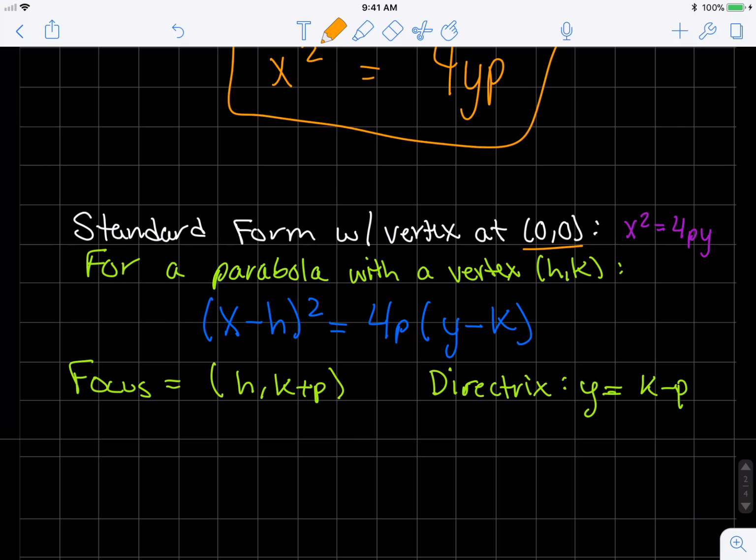x² = 4yp. For a parabola with the vertex at (h, k), our equation turns into (x − h)² is equal to 4p(y − k). Again, where the focus is at (h, k + p) and our directrix is at y = k − p.